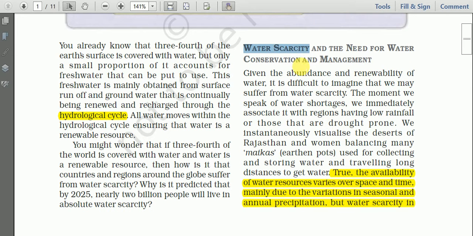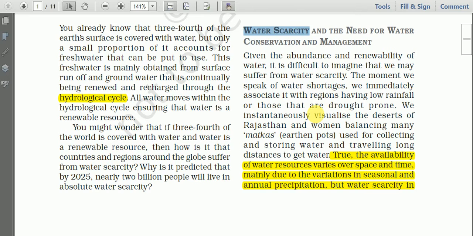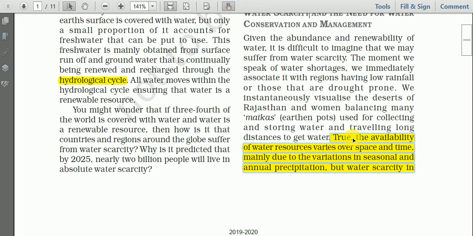So here water scarcity means shortage of water. Simply, the dictionary meaning of water scarcity is shortage of water when we want it. Okay, when water is not available when we want to use it, that is called water scarcity. So we have so many causes of water scarcity in different parts of the world. And the important causes are given here. Let us read this area.